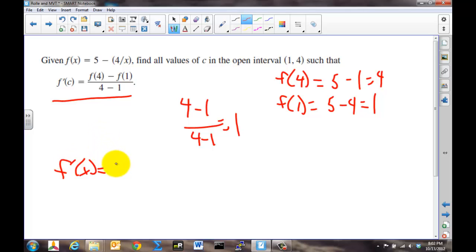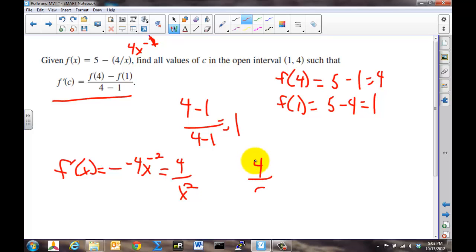Well, it's 0 for 5, negative. If we think of this as 4x to the negative 1, we can simply use our power rule and say that's negative 4x to the negative 2. My apologies. We've got two negative signs. So the derivative is 4 over x squared. What does it say? The derivative has to equal 1.